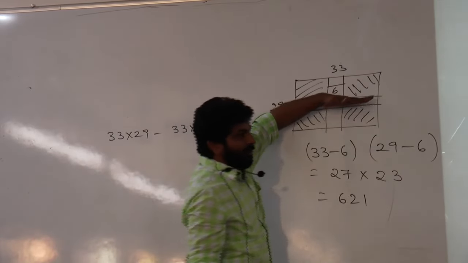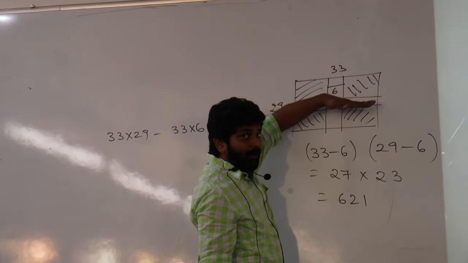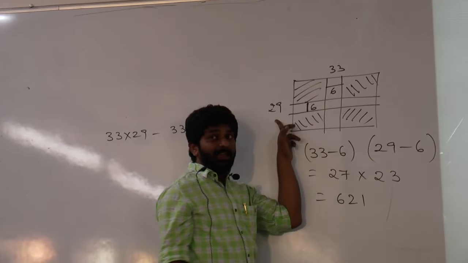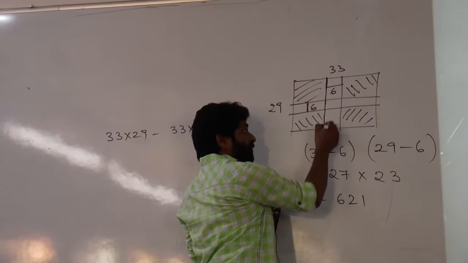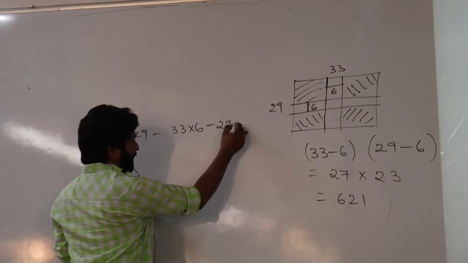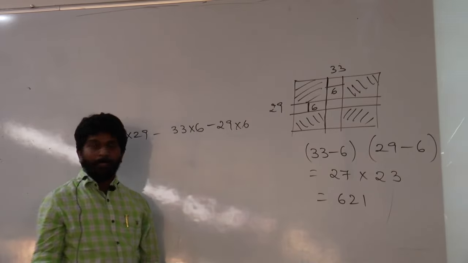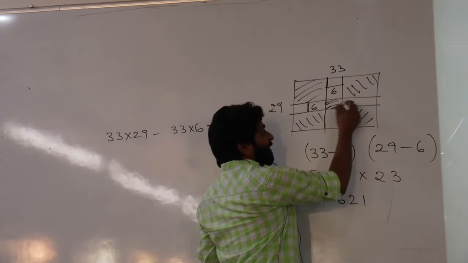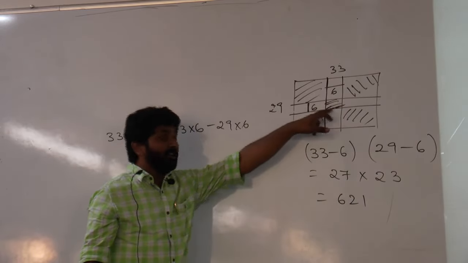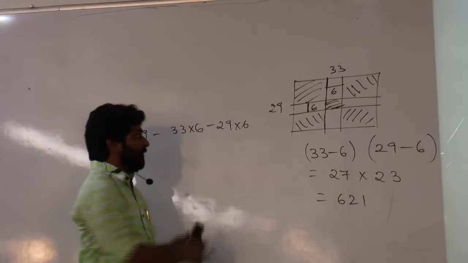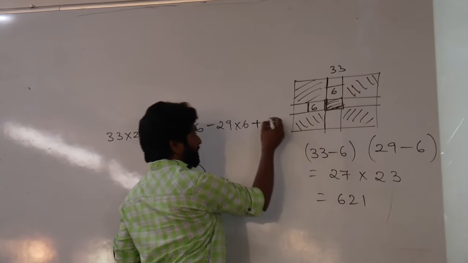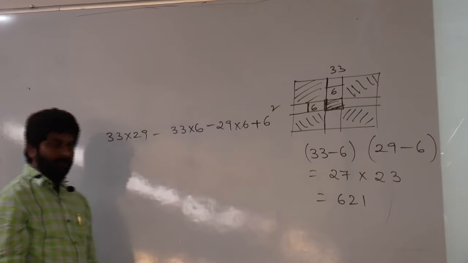One road is over. We have covered the road which is parallel to length. Now breadth. How much is the breadth of the rectangle? 29. So this is also 29, and width is 6. So you need to also subtract 29 into 6. But the cross section area is covered in lengthwise as well as breadthwise. So we have counted it two times, so you need to add that. So add. This is a square, right? 6 into 6. Let me treat it as 6 square.